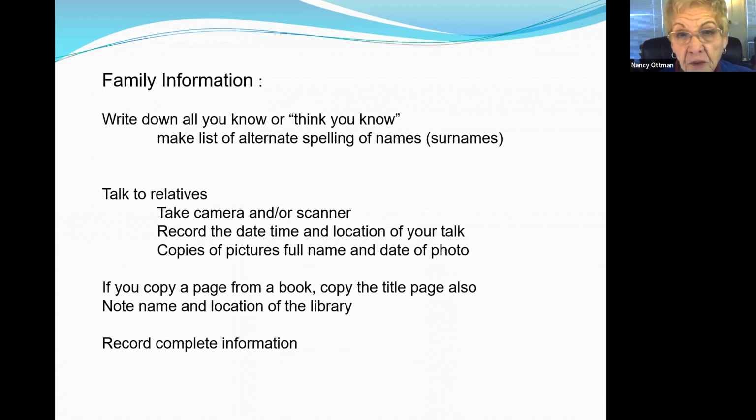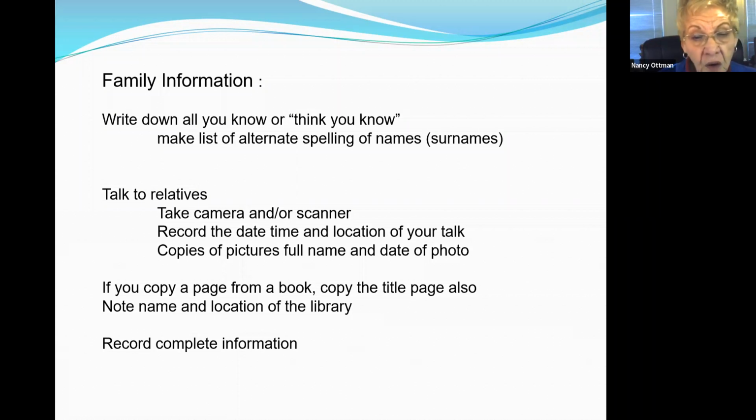Record complete information. Because today you might go, I don't really know what I'm going to use this information for, but someday you'll find where it fits into your puzzle. And then you're going to go, where did I get that information? Because now I have some more questions. So be sure you record that.